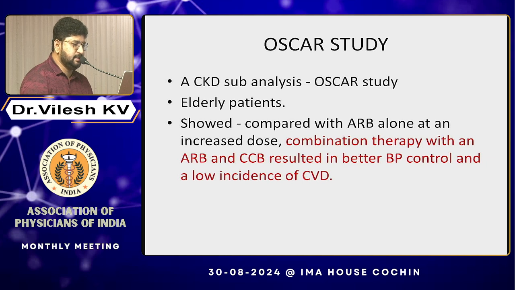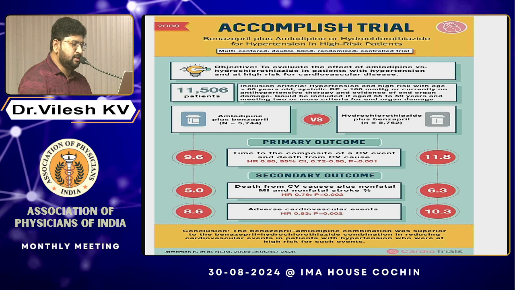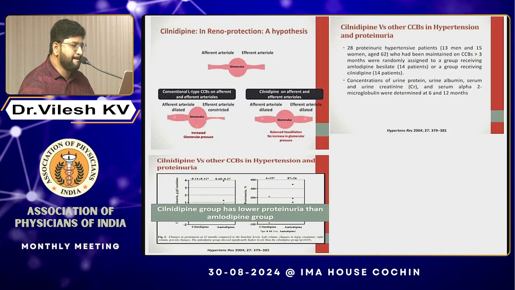The ACCOMPLISH trial was the most landmark trial of 2008, which had part 1, part 2, and part 3. Specifically, it compared benazepril plus amlodipine versus benazepril plus hydrochlorothiazide. So we are comparing a diuretic with an ACE inhibitor along with amlodipine, and they found that benazepril plus amlodipine had a better response in terms of renal improvement of GFR and cardiovascular outcomes. That renal impact was noticed in the sub-study which they did with the third part of the trial.